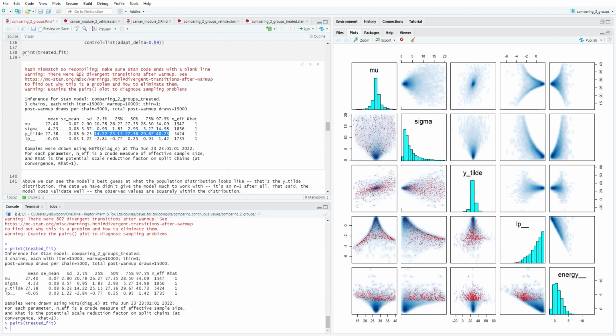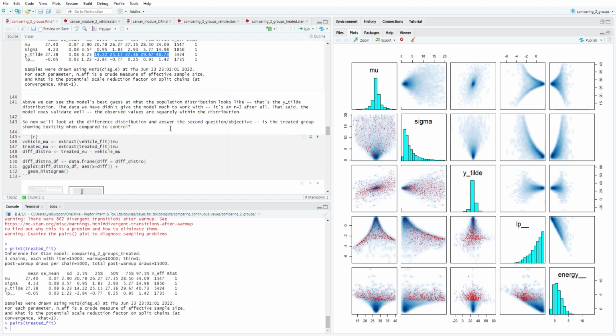So when we see this warning about divergent transitions, we do need to stop and think about it. Sometimes it's not a problem, sometimes it is. In this particular case, I don't really feel that it's a problem. The model is still working very well for me, so I'm going to move on. And again, I think this is mostly because of an N of 3 issue.